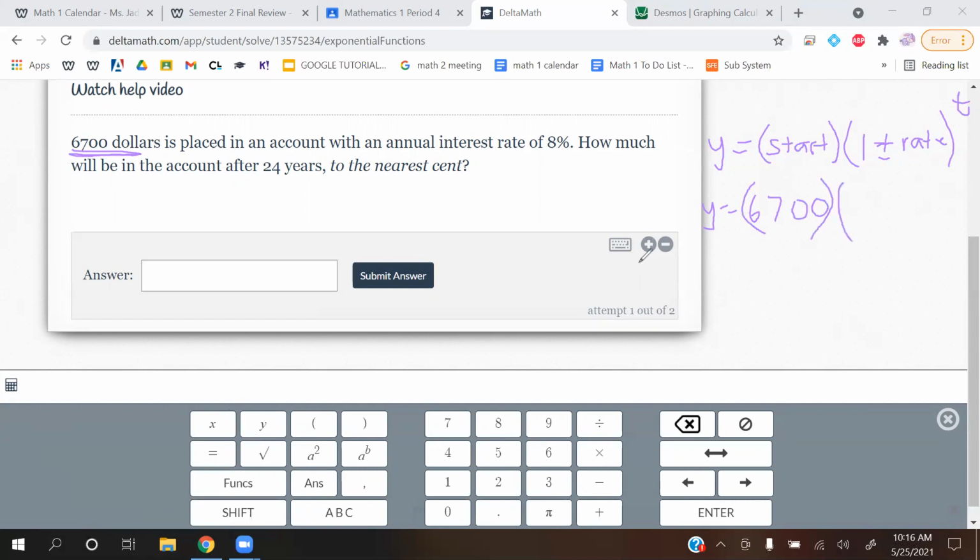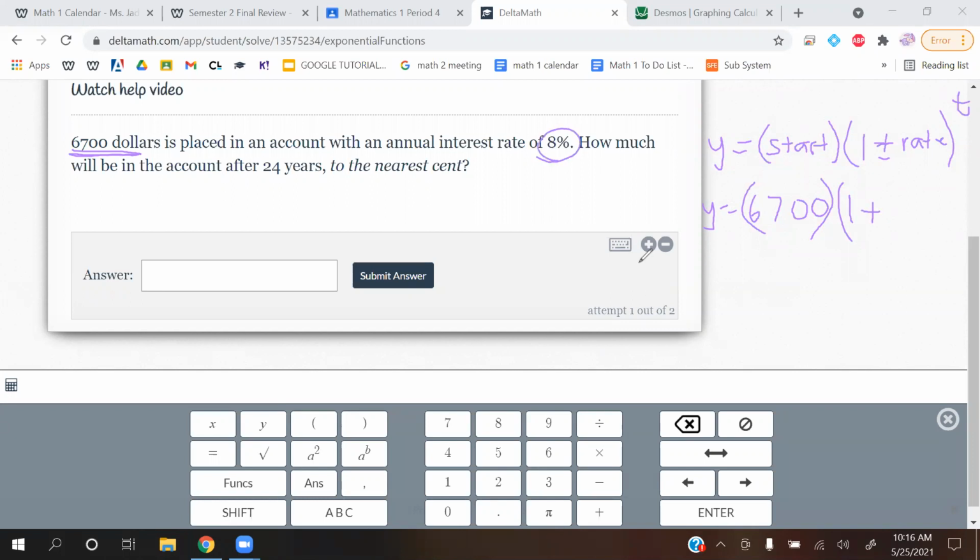And then it has an annual interest rate of 8%. If it's not directly stated, you have to think about the situation. So when you put money in a bank, you're kind of hoping that the bank gives you interest, right? So if it's going to increase the amount, this is going to be a 1 plus. You're not going to do a 1 minus. You're going to do a 1 plus.